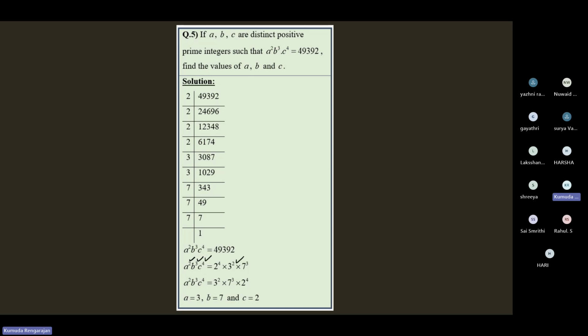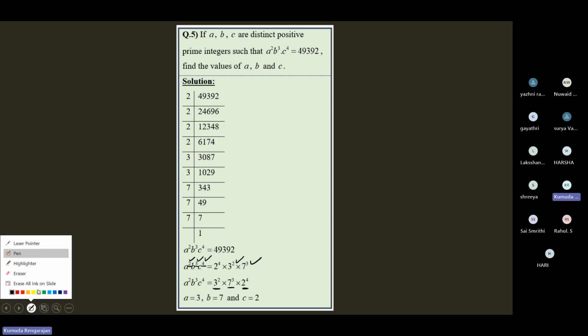So I've written this power 2 first, 3 square, into, then power 3, 7 cubed, then power 4, 2 to the power 4. I've just written it in this order, matching this one. So power 2, 3 squared, power 3, 7 cubed, power 4, 2 to the power 4.